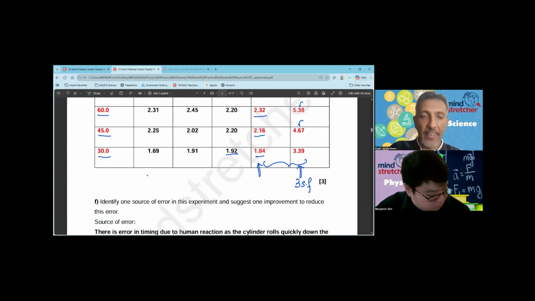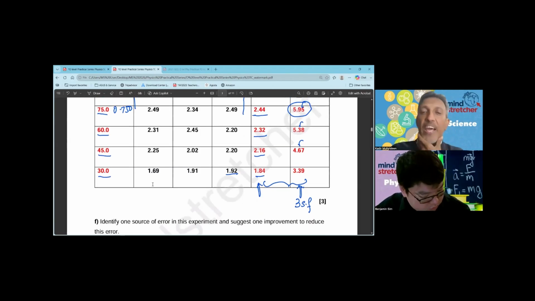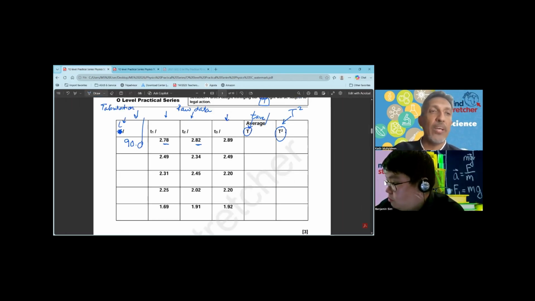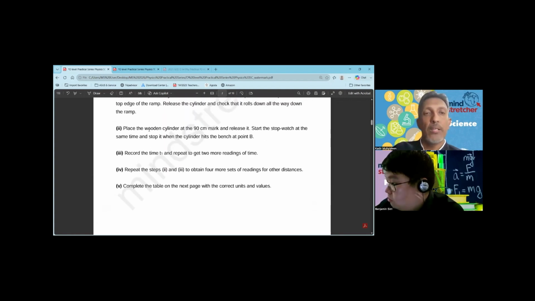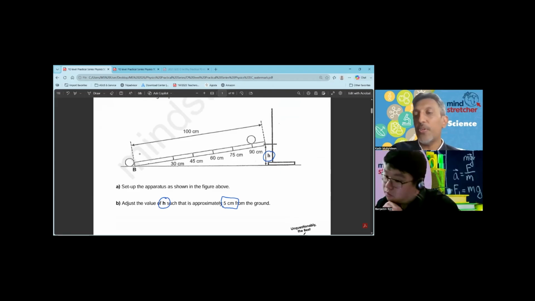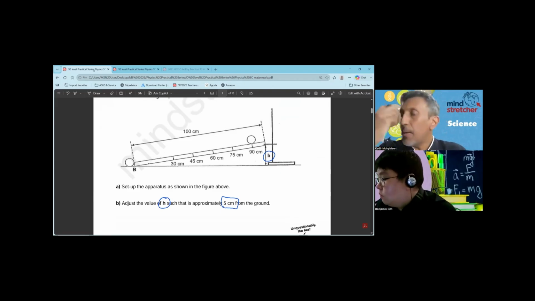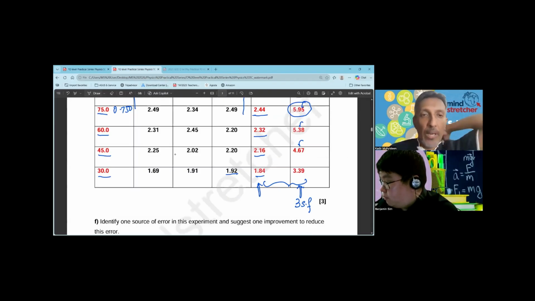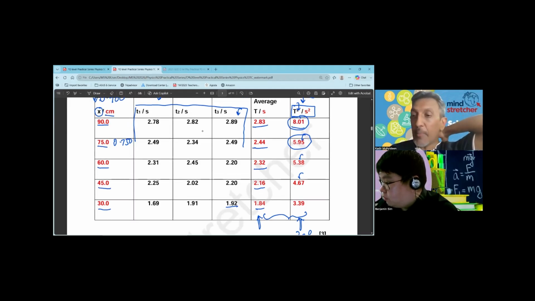All right. Okay, guys, identify one source of error in this experiment and suggest one improvement. Now, if you go back to this, like what I said, you can be practicing all these errors, but you really have to think about the experiment that you are doing. Look at the values that you got. Look at the readings here. First of all, look at the timing. These are really very short timings.